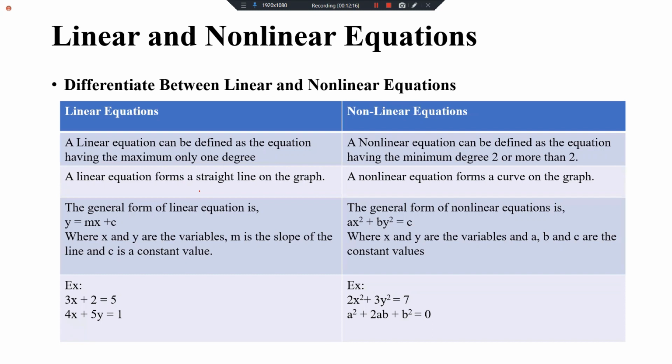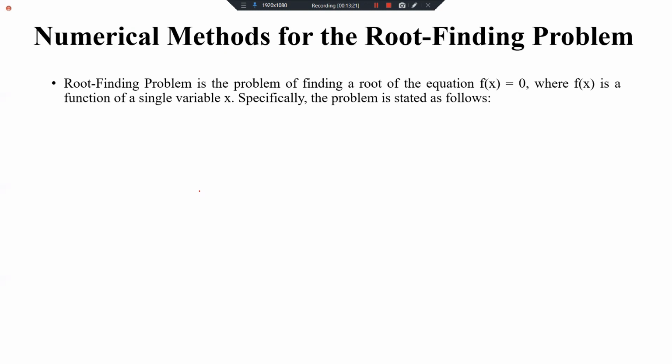What is the difference between linear and nonlinear equations? In the linear equation, you can read it, no? A linear equation can be defined as an equation having a maximum degree of only one. A nonlinear equation can be defined as an equation having a minimum degree of 2 or more than 2. A linear equation forms a straight line on the graph. In the nonlinear, it is a curve. Okay. The general form of the linear equation is y equals mx plus c, but the nonlinear is like ax squared plus by squared equals c. That x squared can be changed. Okay, that can be x cubed or some higher degree. These are some examples of linear and nonlinear equations. Today we are going to do a root finding problem using a numerical method.